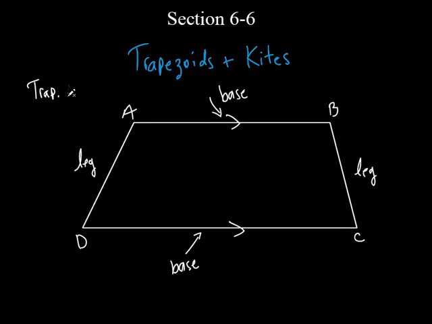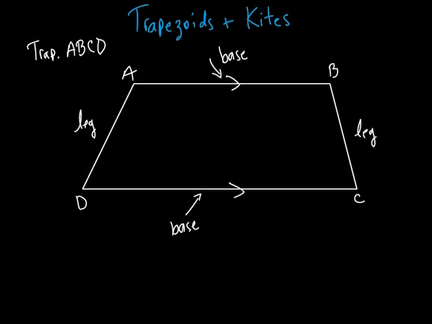So trapezoid A, B, C, D. You name it just like you normally would. You don't have to start at A. You can start anywhere, but make sure you go around the horn. So that's what a trapezoid is. There's really nothing else special about just a regular, normal, everyday trapezoid.